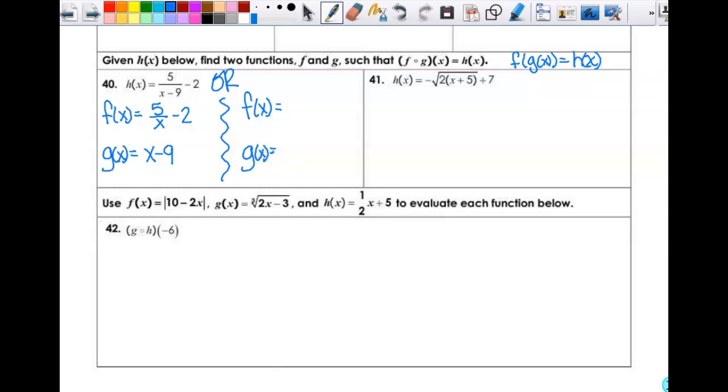Or what if I said g of x is 5 over x minus 9? If that's g of x, then f of x would have to be x minus 2, so that when I substitute this in for x, I would get this back. Okay, remember, this is two sets. You only have to give me one set. So when it says two functions, this is your two functions. All right, then f of x here, g of x, and then I'll have an "or" over here, come up with two.